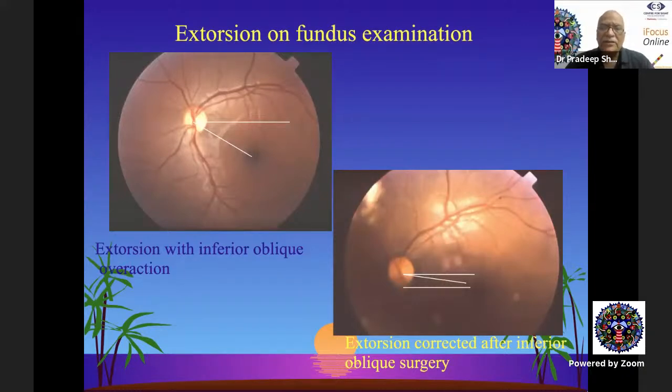The other aspect of the deviation is the torsion. Now, for torsion, if you look into the fundus, you can easily see the foveal relationship with the disc. And what we say classically is that the fovea is supposed to lie between two horizontal lines, the one line passing through the lower pole of the disc and the other horizontal line passing through the junction of upper 2/3 and lower 1/3 of the disc. You can see on the left-hand side, there is an extorsion because of an inferior oblique overaction. The fovea is much below the disc horizontal line. And after the surgery, you can see the fovea has come into the center of the two horizontal lines.